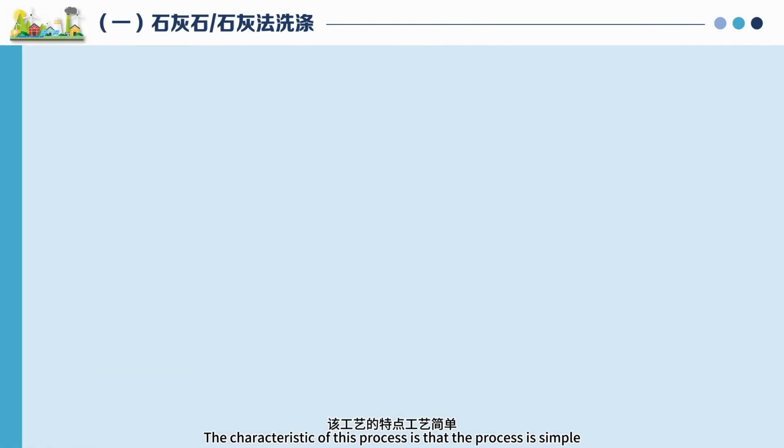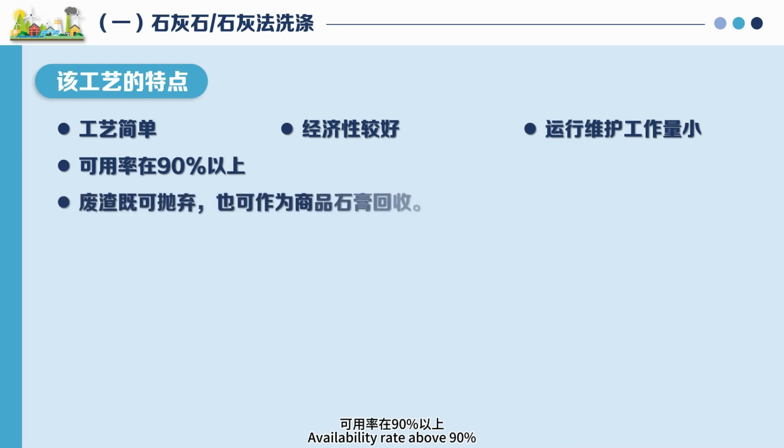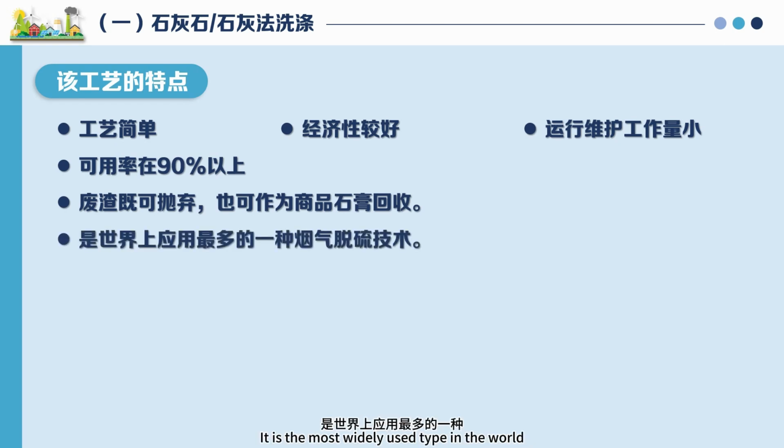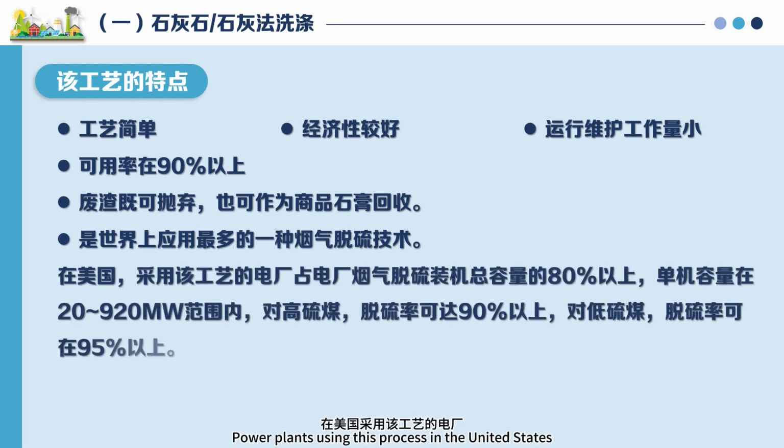The characteristics of this process are that the process is simple, has good economic performance, low workload of operation and maintenance, and availability rate above 90%. The waste residue can be discarded. It can also be recycled as commercial gypsum. It is the most widely used type of flue gas desulfurization technology in the world.